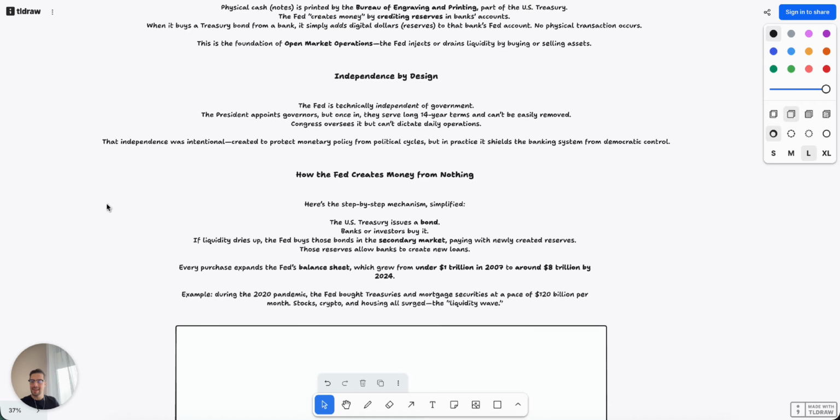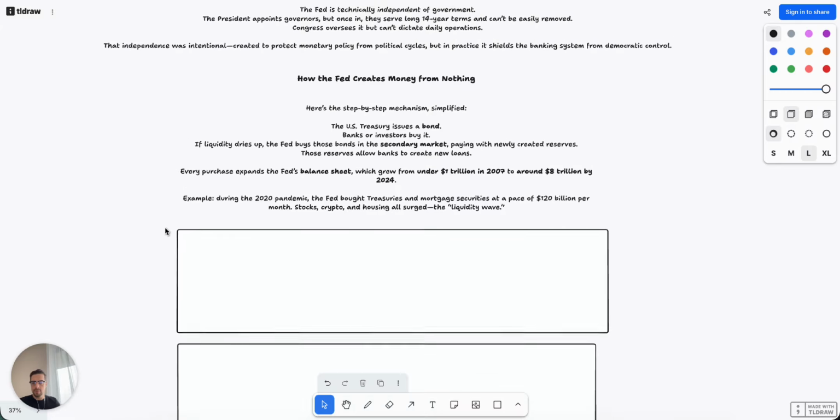Every purchase expands the Fed's balance sheet, which grew from under 1 trillion in 2007 to around 8 trillion by 2024. Example, during the 2020 pandemic, the Fed bought treasuries and mortgage securities at a pace of 120 billion per month. So stocks, crypto, and housing all surged on the liquidity wave, so to speak, because when the Fed is injecting money into the economy, the risk-on assets are all surging, okay?